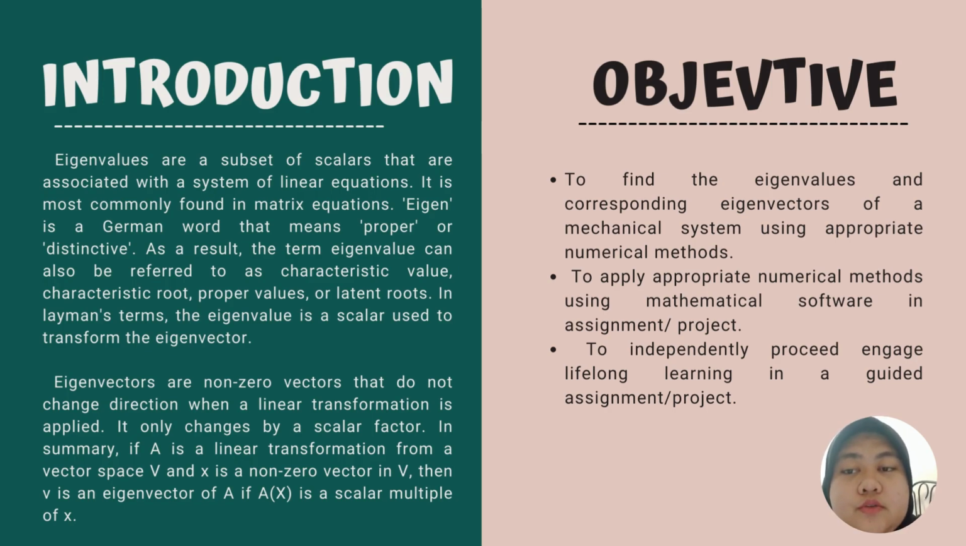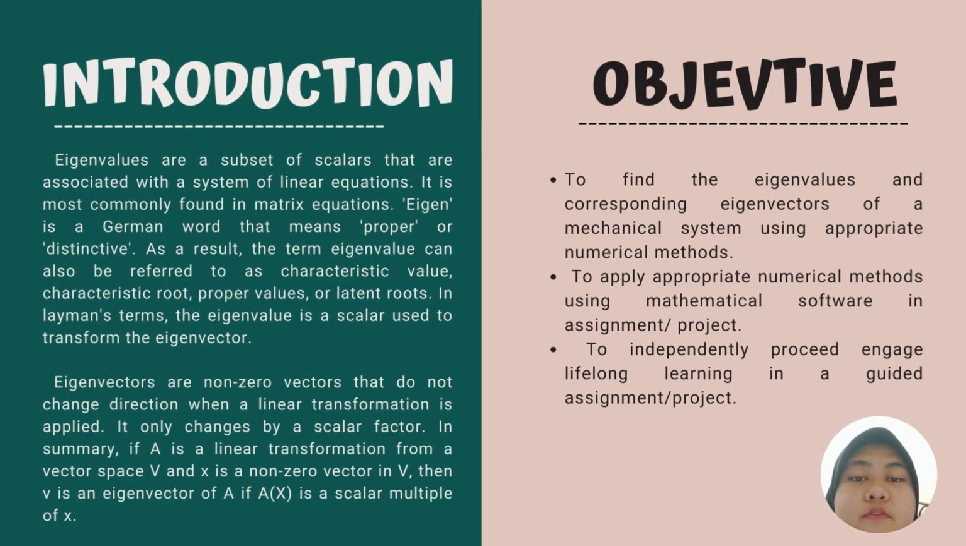Eigenvectors are non-zero vectors that do not change direction when a linear transformation is applied. They are only changed by a scalar factor. In summary, if A is a linear transformation from a vector space V and X is a non-zero vector in V, then X is an eigenvector of A if AX is a scalar multiple of X.